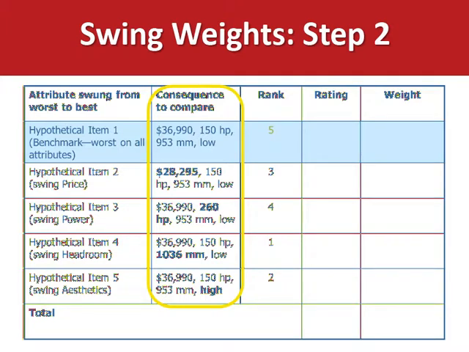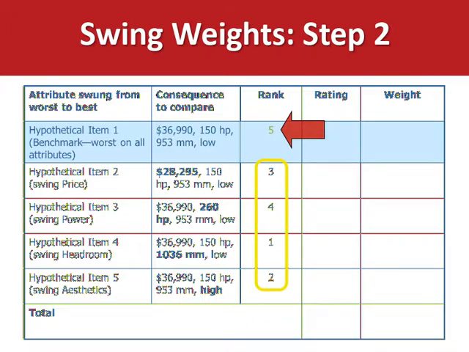Now, this is your decision. There's no right or wrong answer here. This is you looking at these 5 alternatives and saying, which one do you like best? Of course, the benchmark is the lowest on every attribute, so it automatically has to be the worst alternative. So we give it the ranking of 5 in this case automatically, but then we have to pick 1, 2, 3, and 4 from the remaining alternatives.